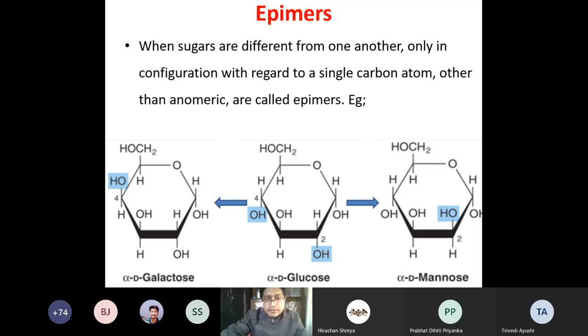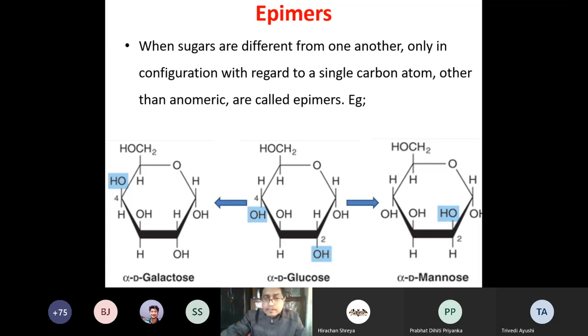Now, if we compare the structure of this glucose molecule with this mannose molecule, what difference do you find? Is there any difference or not? Yes, there is a difference in the configuration of the second carbon. In this second carbon, this OH group is on the upper side, but here it is on the lower side. That means in the Fischer projection, this is on the left side and this is on the right side. Otherwise, these two molecules are the same. So glucose and mannose differ only with respect to the second carbon.